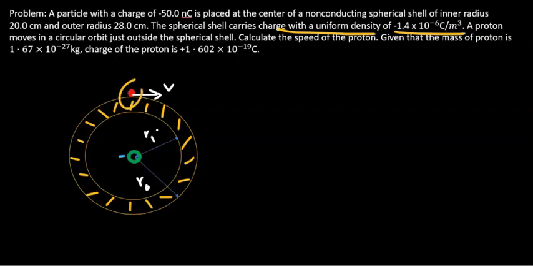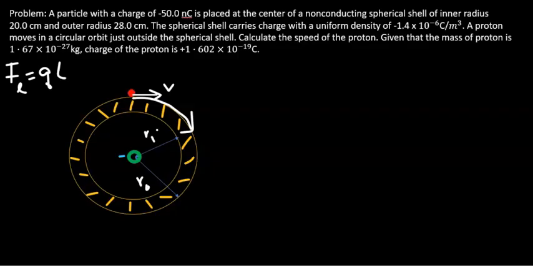A proton moves in a circular orbit just outside of the spherical shell. Calculate the speed of the proton. So this proton will move like that under the attraction of the negative charges. If it's moving in a circular orbit, the electric force, which is given by the charge of the proton times the electric field acting on the proton, must provide the centripetal force, like that, where m is the mass of the proton, v is the speed that we are looking for, and r is the radius measured from the center of that shell. So let's calculate the electric field at that point.